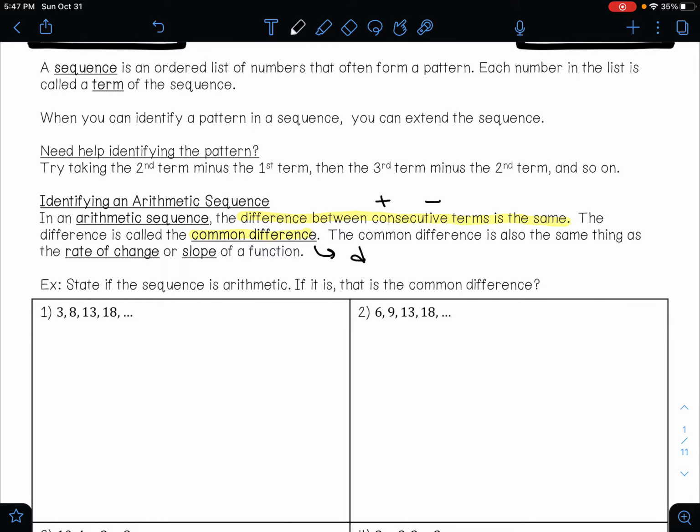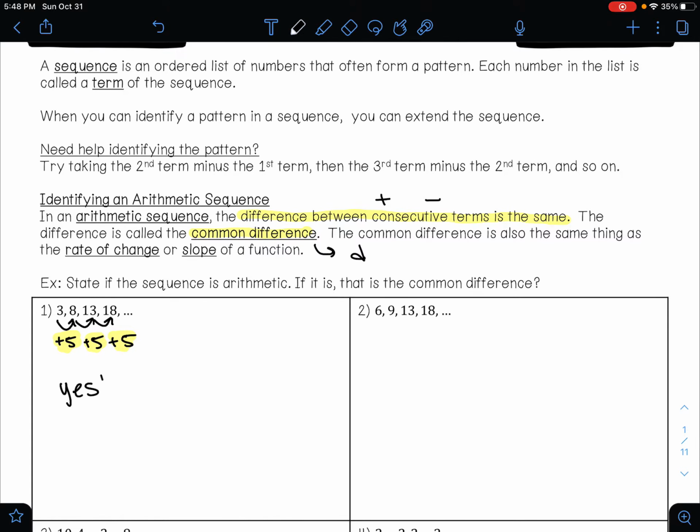How do I go from 3 to 8? Well, we add 5. How do I go from 8 to 13? Add 5. How do I go from 13 to 18? Add 5. Were we adding the same number every time? Yes, so this is arithmetic. The common difference d is 5.